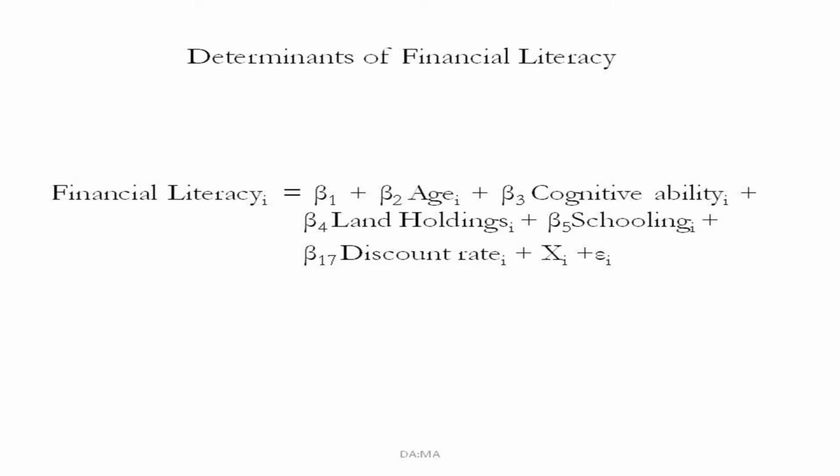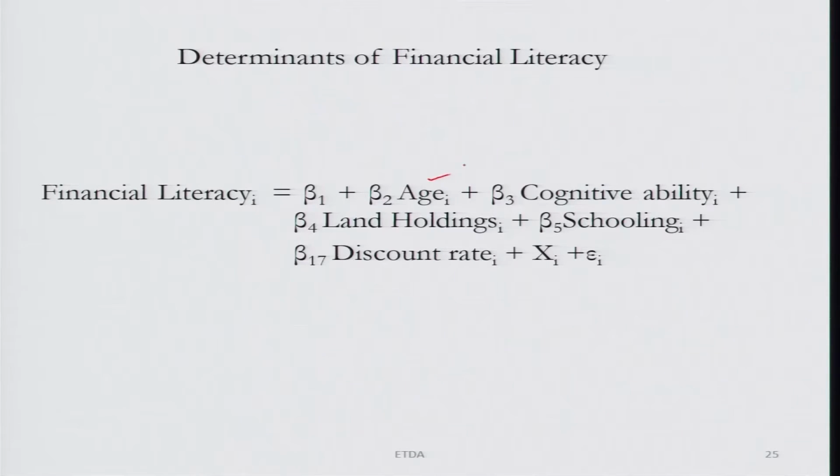So, what they do is they first start by predicting financial literacy. So, what are the different variables that affect your financial literacy? This is even before, remember, the training actually happens. So, this is your overall financial literacy and how that is predicted by your age, cognitive ability, land holdings, which is also a proxy for your income, schooling, discount rate, which is again the risk aversion, and various other variables which are captured in X_i.